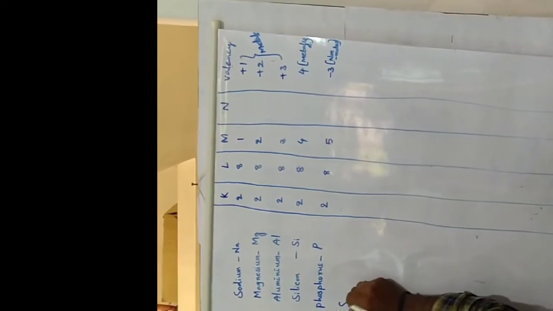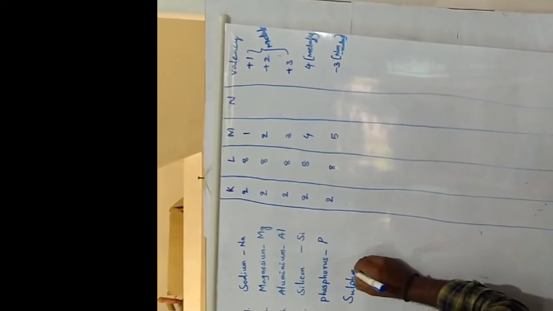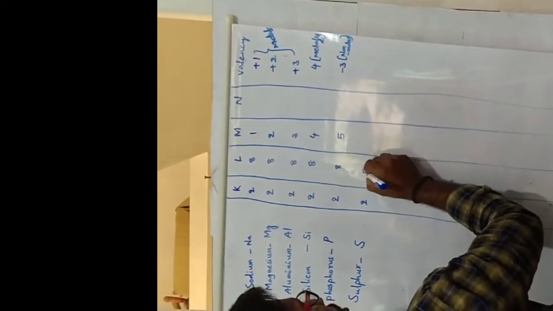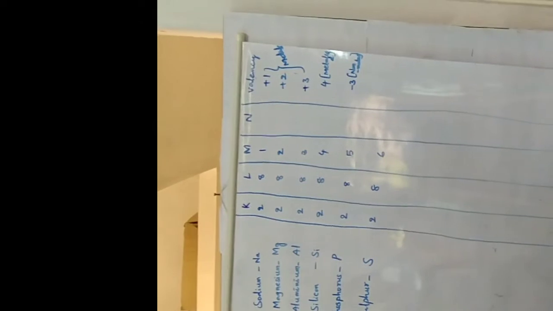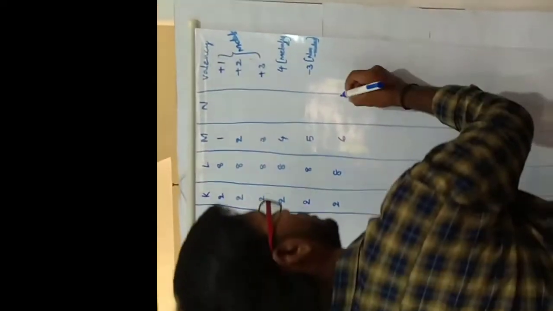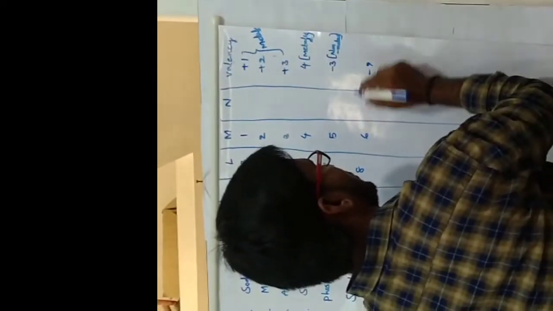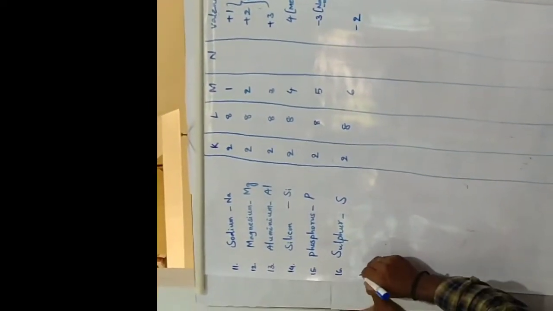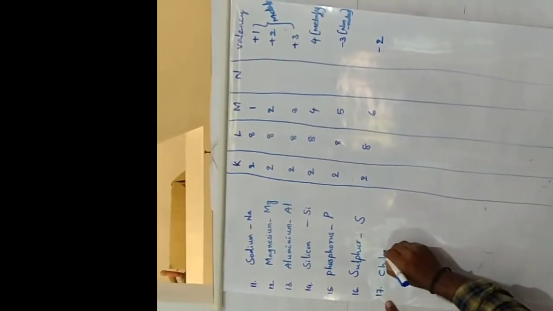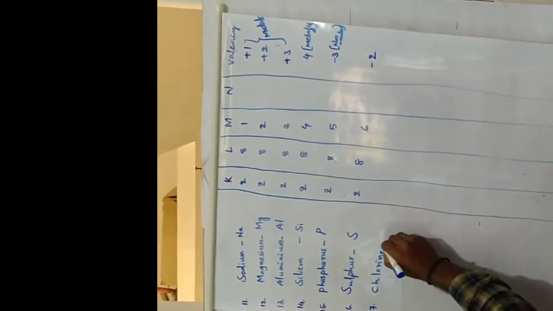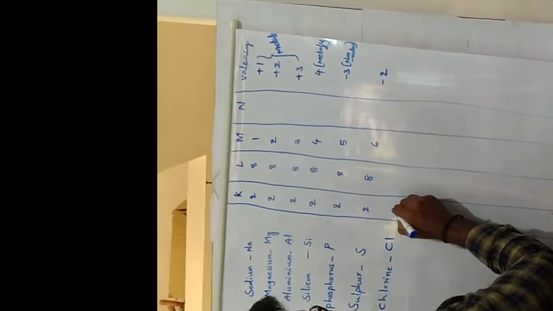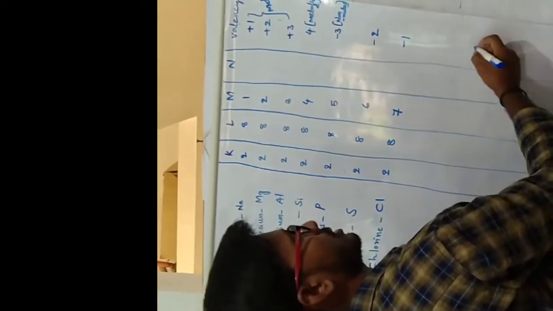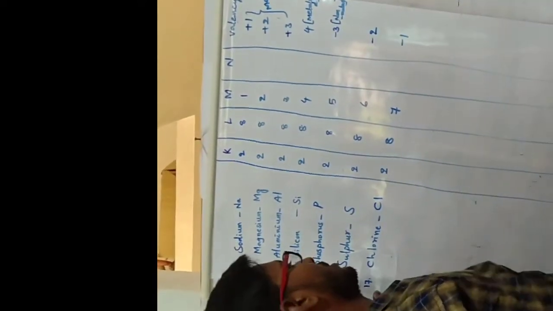16th one, sulfur. Symbol of sulfur is S, electronic configuration 2, 8, 6. Total 16 electrons will be present in sulfur. So 8 minus 6, 2. Sulfur is also a non-metal. 17th one, chlorine. Atomic number 17 is chlorine. Symbol is Cl. Electronic configuration 2, 8, 7. 8 minus 7, minus 1. So both are non-metals.